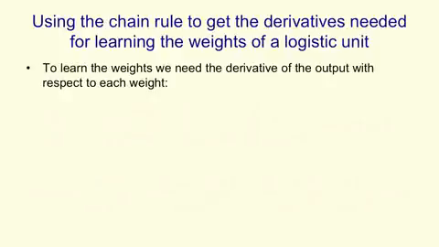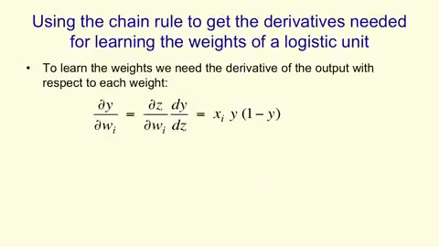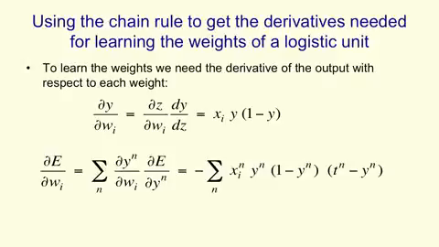Now that we've got the derivative of the output with respect to the logit and the derivative of the logit with respect to the weight, we can start to figure out the derivative of the output with respect to the weight. We just use the chain rule again. So dy by dw is dz by dw times dy by dz. And dz by dw, as we just saw, is xi. dy by dz is y into 1 minus y. And so we now have the learning rule for a logistic neuron.